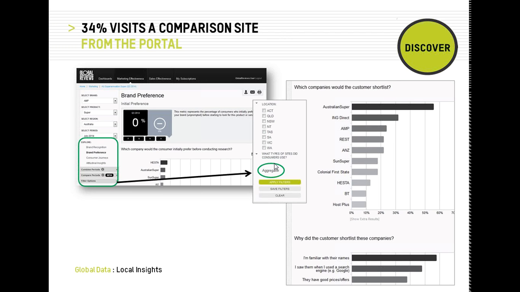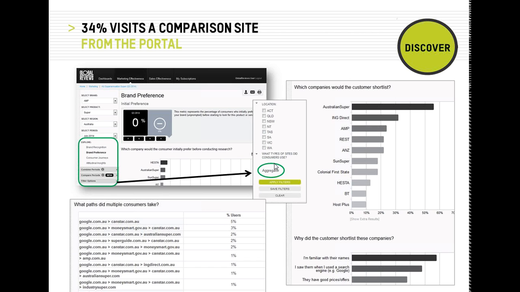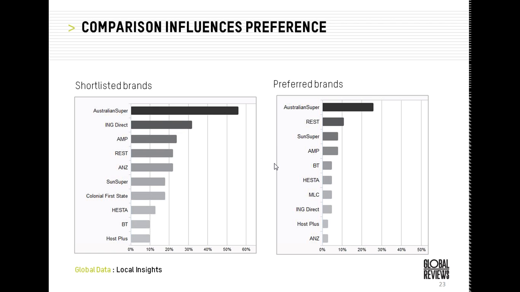There's a list here on the right hand side, and I've got them in another slide in a minute that's a bit easier to read, and we can also see the common path that those people take when they visit an aggregator site. It's all from Google, they get to CanStar, or they get to MoneySmart and then CanStar, and then they go to a brand. So it starts to show the importance of a comparison site like CanStar in influencing brand awareness and shortlisting.